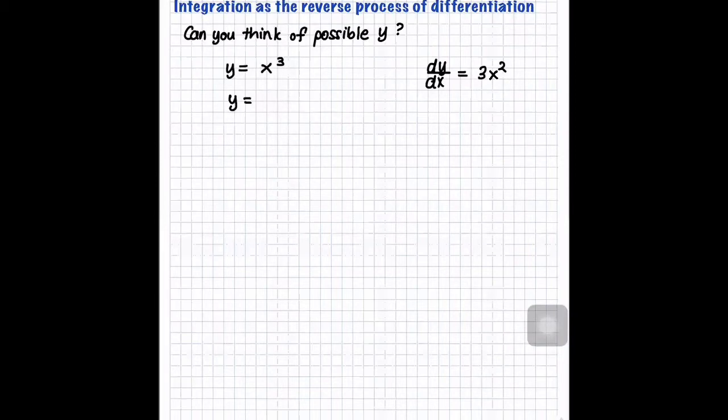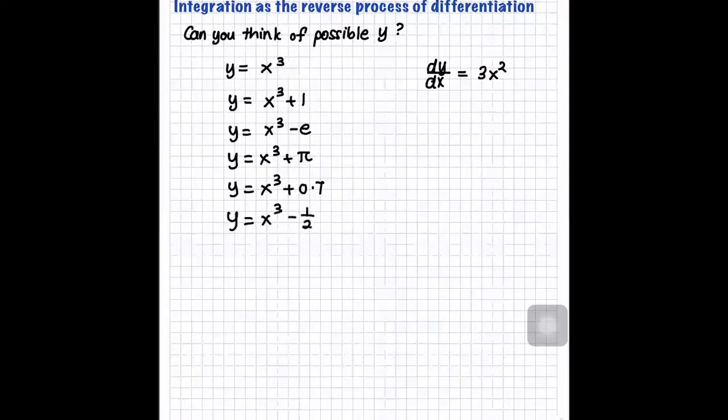x cubed plus 1. Thank you. x cubed plus 1. So now I think your brain can see the variety already. I can just do minus e. I can do x cubed plus pi. I can do x cubed plus 0.7. You can write whatever you like at the back. It will never change your answer. All these will give the same dy/dx.